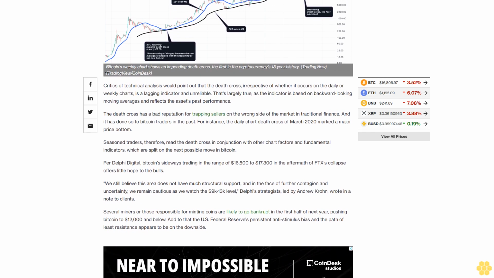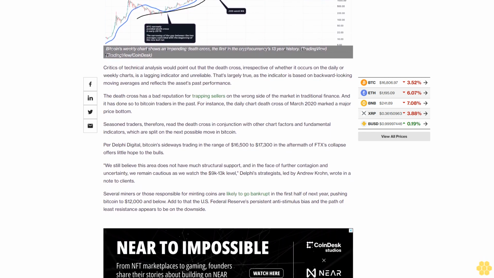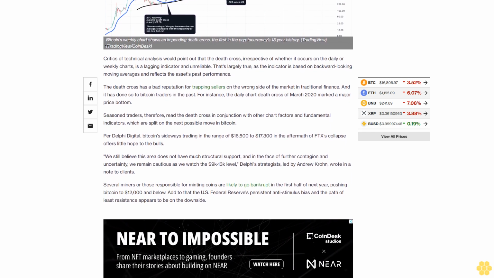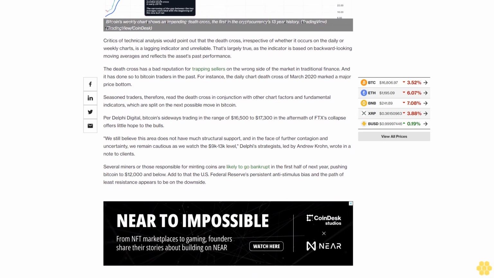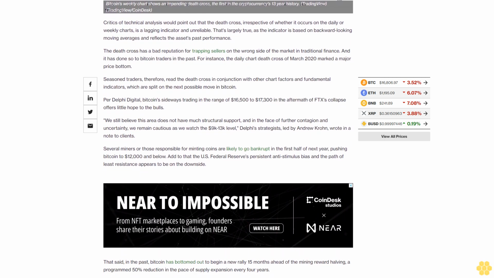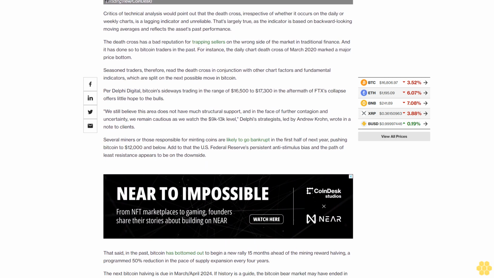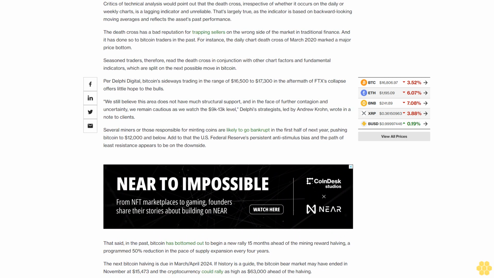Per Delphi Digital, Bitcoin's sideways trading in the range of $16,500 to $17,300 in the aftermath of FTX's collapse offers little hope to the bulls. "We still believe this area does not have much structural support, and in the face of further contagion and uncertainty, we remain cautious as we watch the $9K-$13K level," Delphi strategists, led by Andrew Crone, wrote in a note to clients.